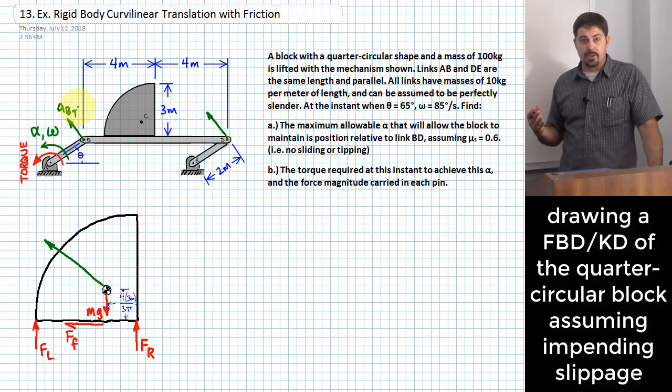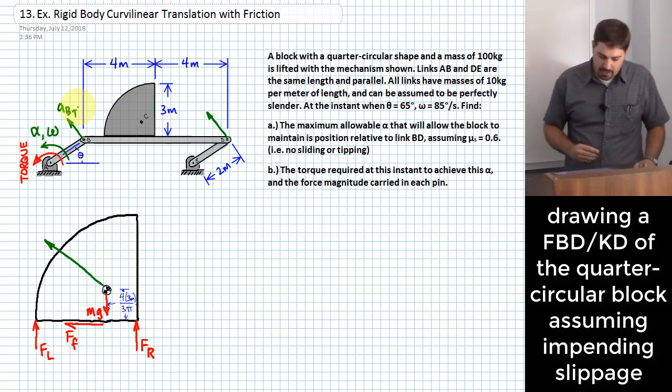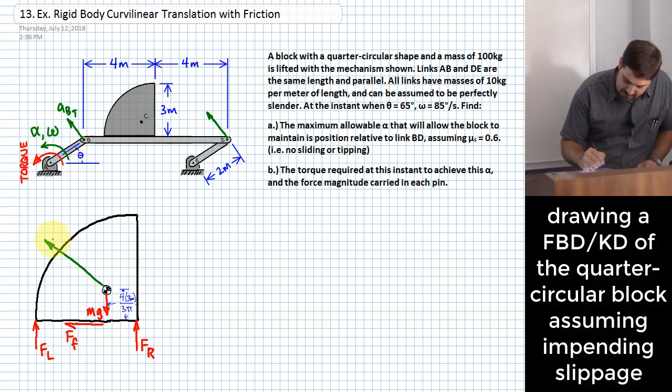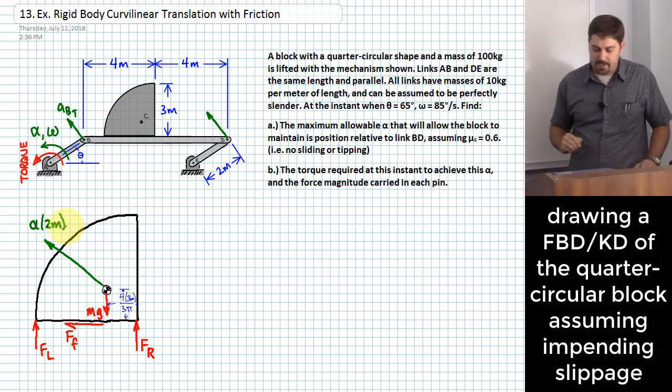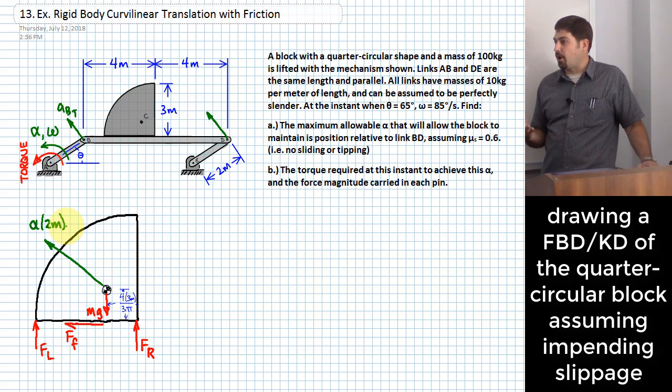They're the same, right? Since it is translating, all of the points have the same acceleration. Which means that I can say that up here, this acceleration is just going to be equal to alpha times 2 meters. That's the formula that I've got. I can take alpha times r, basically, and get an acceleration at a particular point, a tangential acceleration at that point. All right, so far so good? All right, but that's not the only acceleration I have at point C. Why not?